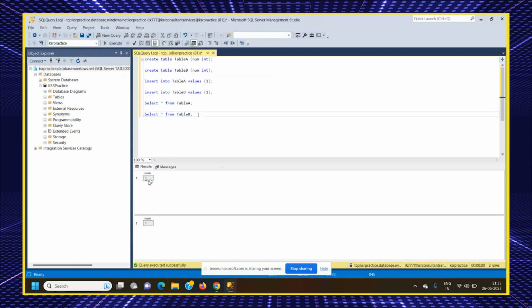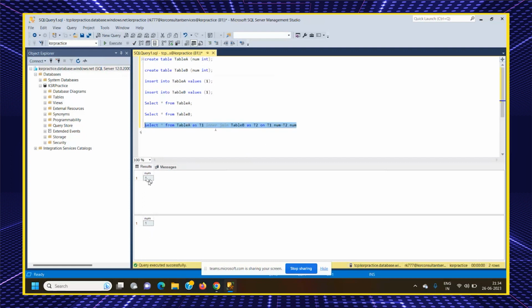So let's see how a join works here. There are primarily four basic join concepts in SQL: the inner join, left join, right join, and full outer join. In case of inner join, we only have matching records, records that are similar in both the tables. We will first see inner join. As of now, we only have the 1 and 1 record.